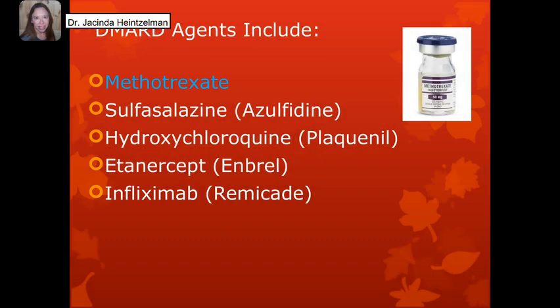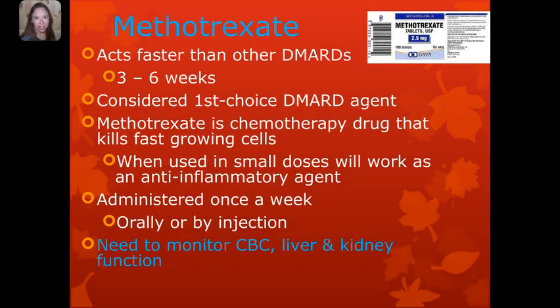Different DMARD agents that are out there to treat rheumatoid arthritis: methotrexate, zolpidem, Plaquenil, Enbrel, and Remicade. The most common one that they seem to be using lately is methotrexate. Why methotrexate? Well, it does act a little bit faster than the other DMARDs. Remember, it can take weeks to months for these DMARDs to start working.